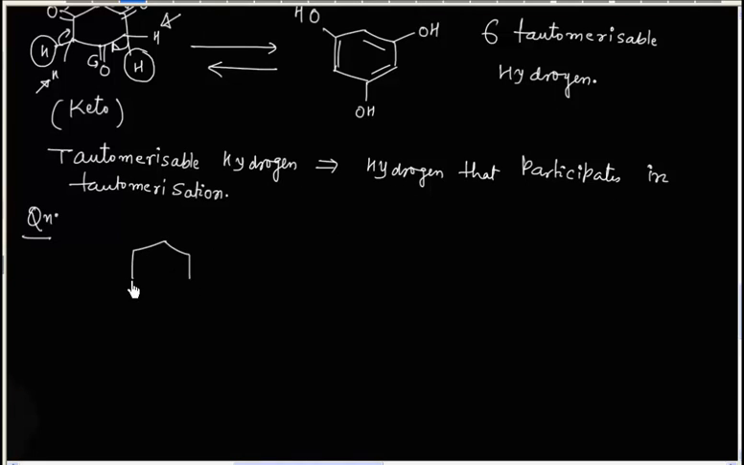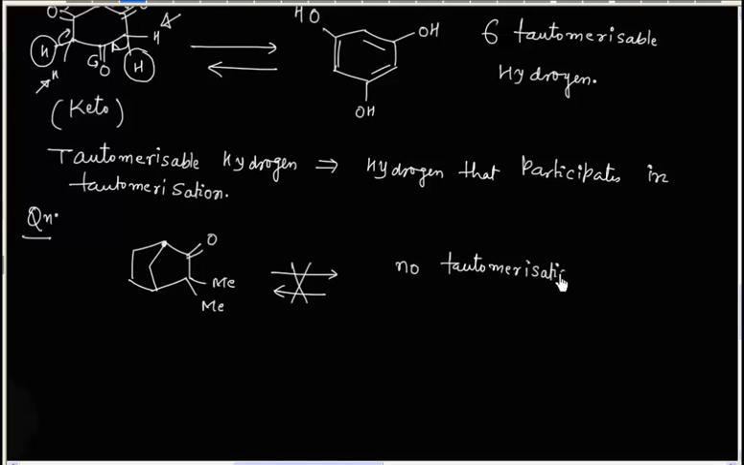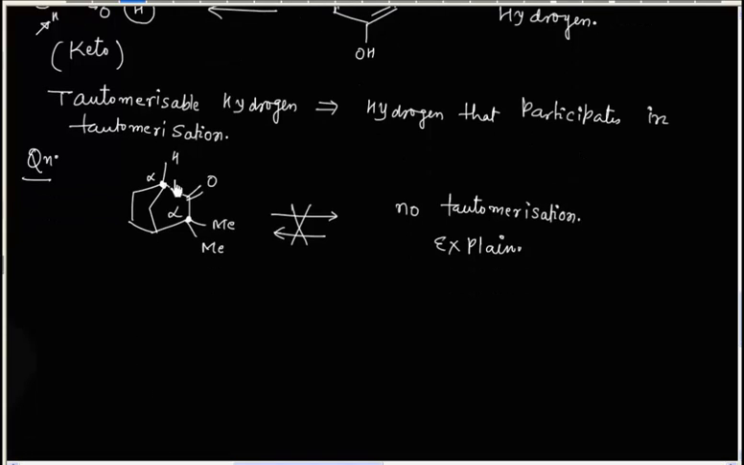Now let us say if I have this molecule, this molecule will not show tautomerization. Can you explain? You have to explain. Once again, this carbon is an alpha carbon and this carbon is also an alpha carbon. At this carbon we do not have any hydrogen, so we do not have any alpha hydrogen, but at this carbon we have an alpha hydrogen. So this hydrogen can participate in tautomerization.